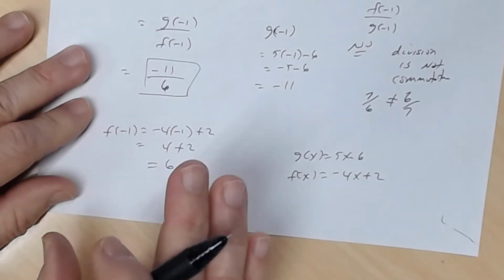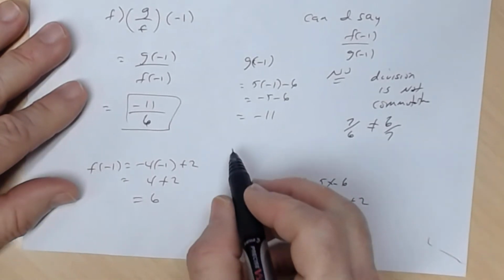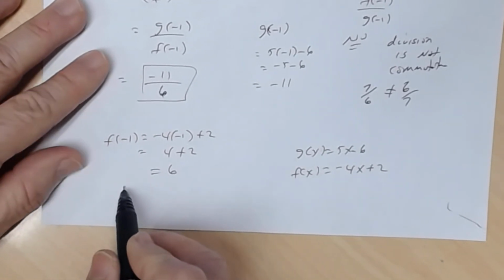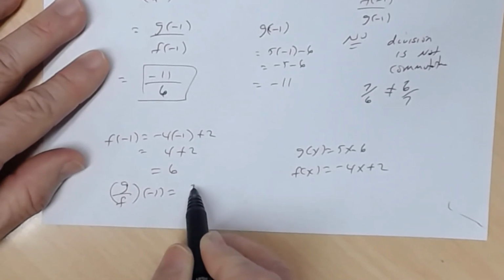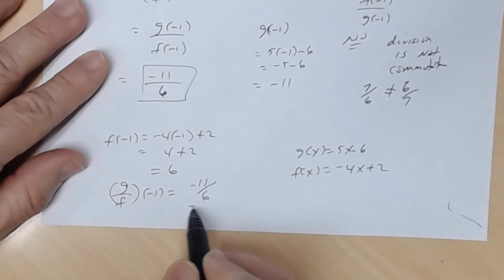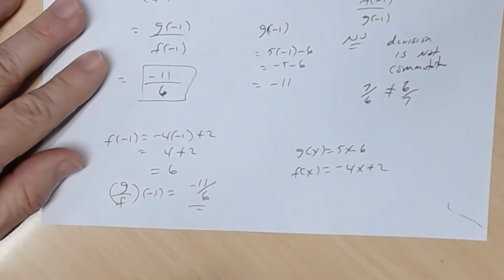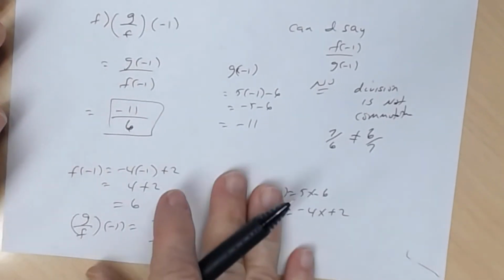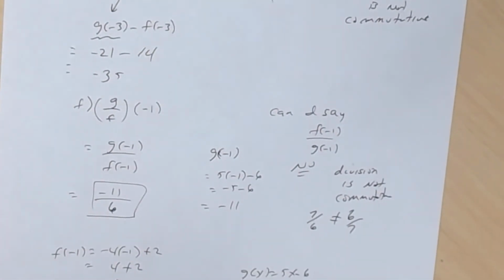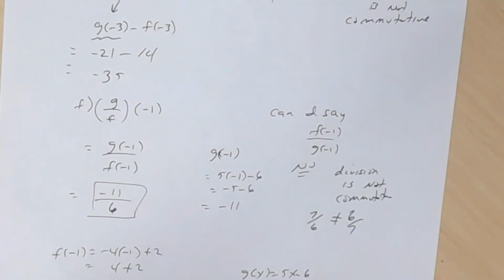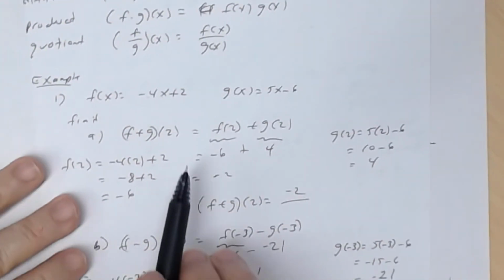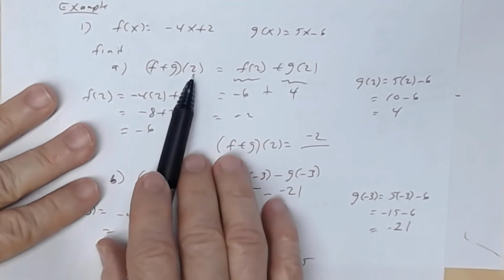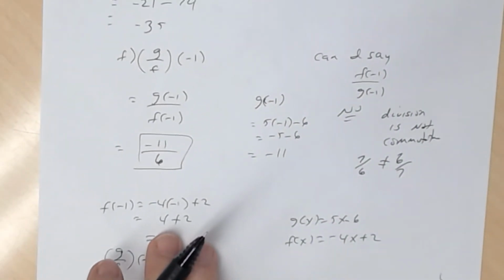So you would say that g divided by f at negative 1 equals negative 11 over 6. That's what you would say. Okay? All right, now let's look at one more example, and then I think you should be okay with the idea of combining functions at a real number. All right, so let's look at one more.